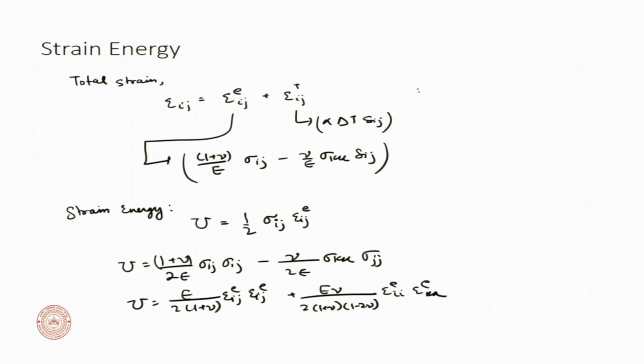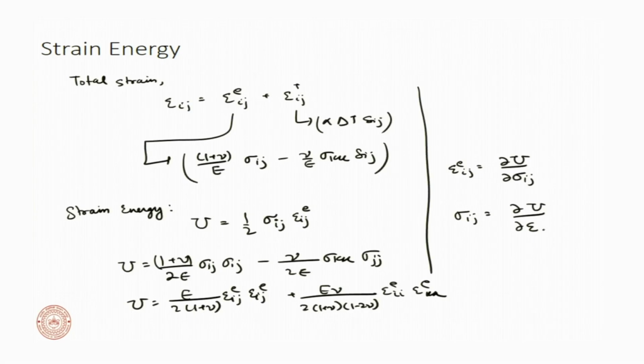We can also say from here that epsilon e ij equals del U by del sigma ij, that is the derivative of the strain energy with respect to our stress, and sigma ij equals del U over del epsilon e ij in the elastic part.